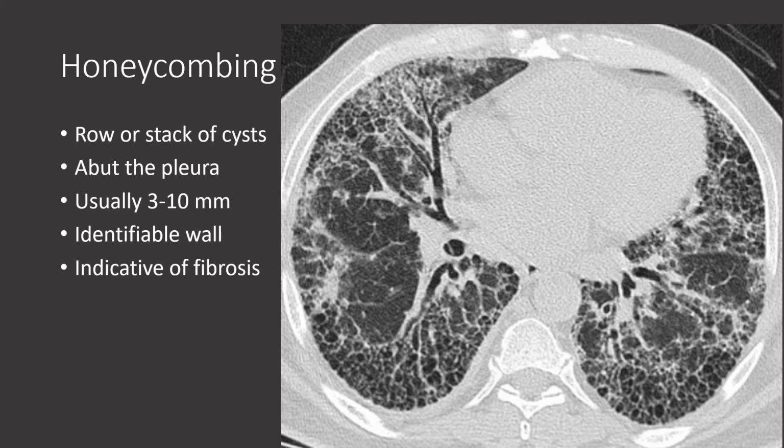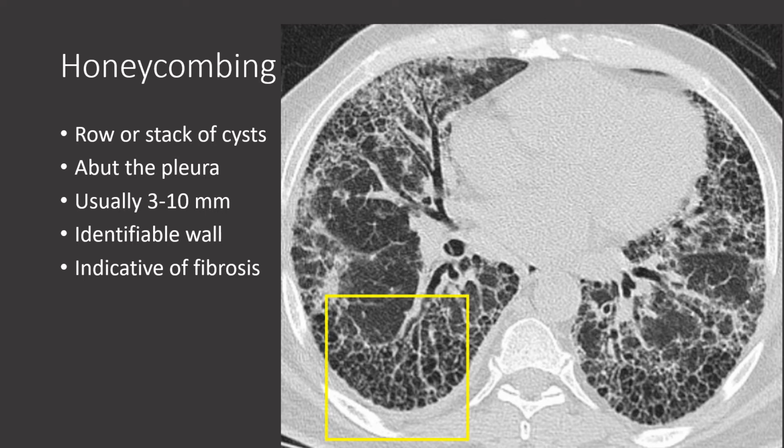Honeycombing is defined as a single row or stack of cysts, usually less than 1 centimeter in size, which abut the pleura. Honeycombing is usually the end result of severe lung fibrosis and may indicate a worse prognosis in some clinical scenarios. Seen on the right-hand CT image are rows and stacks of subpleural cysts, seen predominantly at both lung bases in this patient with idiopathic pulmonary fibrosis known as IPF.